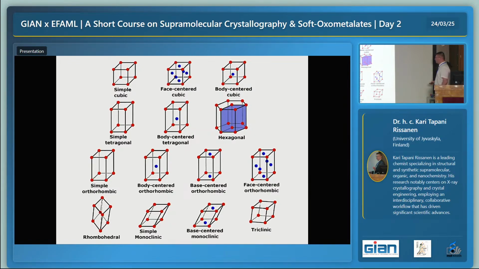How do you know which is which? This actually comes from the data. The information from the crystal will tell us that it's better to select a body-centered orthorhombic, because this describes the structure better than simple orthorhombic.